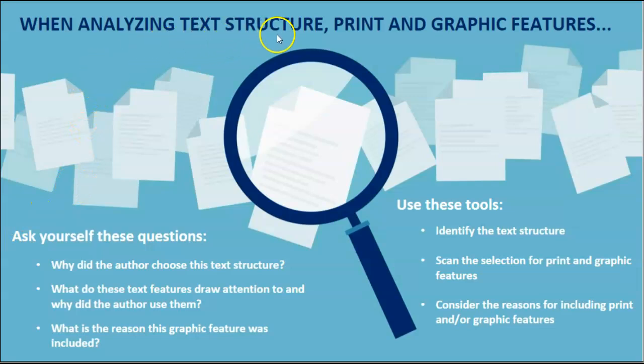All right, so when analyzing any of these things, the text structure, the print, and the graphic features, ask yourself these questions. Why did the author choose this text structure? What did these text features draw attention to? Why did the author choose them? Why is the graphic feature included? What is it showing? And use these tools. Identify that text structure. Scan. Scanning is really important. Scanning over something before you even get into reading it to look for those features. And consider the reasons for including.